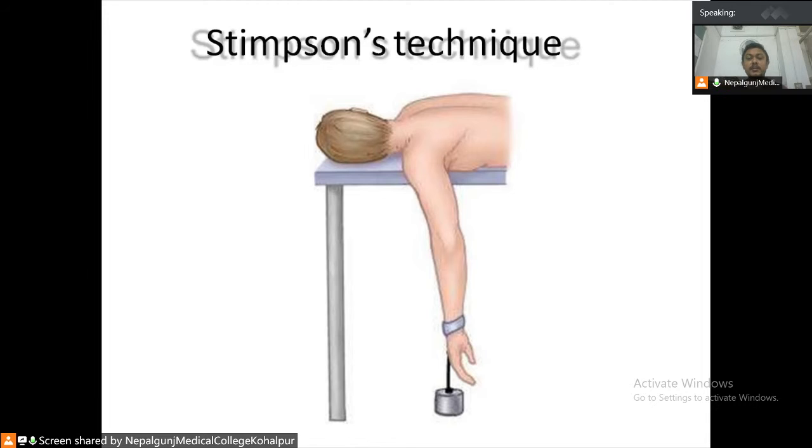The other one is the Stimson gravity technique. You ask the patient to lie down prone, and you don't ask the patient to hold the weight. You just tie some weight to the patient's wrist and ask him to keep his limb in this position, and after a few minutes the head gets relocated easily.